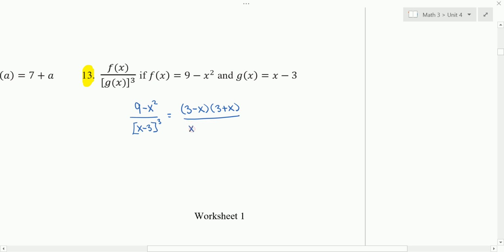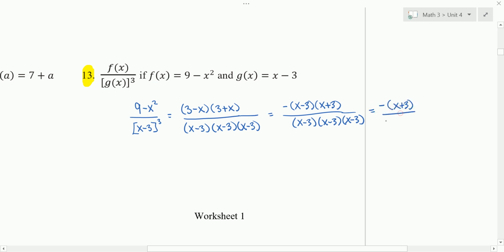and x minus 3 cubed is x minus 3 times x minus 3 times x minus 3. Three minus x is the opposite of x minus 3, and we can rewrite this as negative x minus 3 times 3 plus x, which is the same as x plus 3, and we have x minus 3 times x minus 3 times x minus 3 in the denominator. So we can divide numerator and denominator by x minus 3, and we end up with negative x plus 3 divided by x minus 3 squared, or you could write x minus 3 times x minus 3.